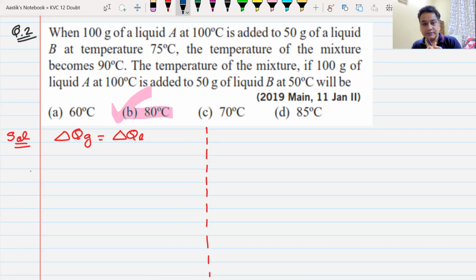Who is gaining heat? Who is losing heat? Let's see. Liquid B is gaining heat. Liquid A is losing heat. Equate it: something you know, something you don't know. You will get a relation between those quantities. Then use that in the next one and you are done.